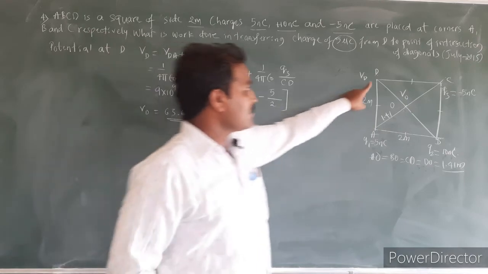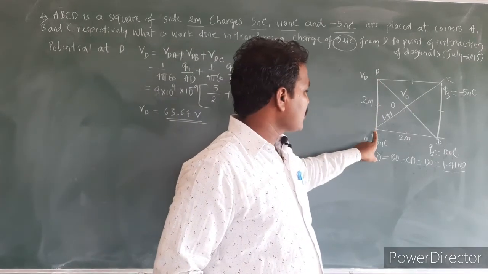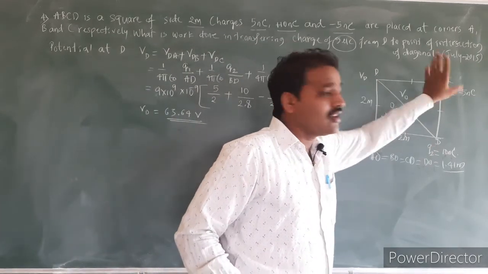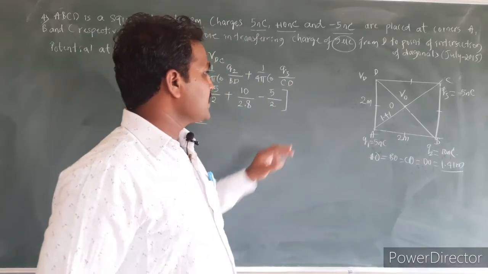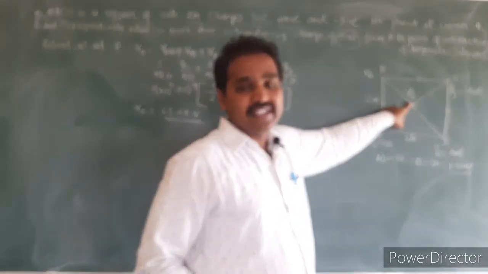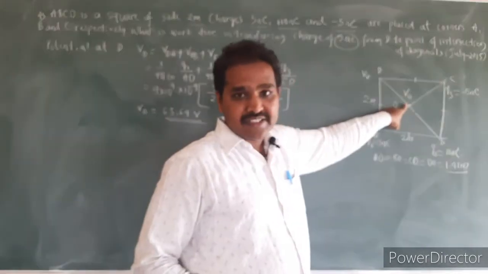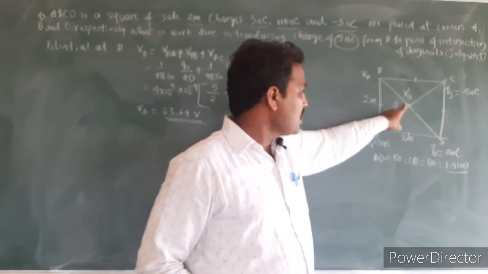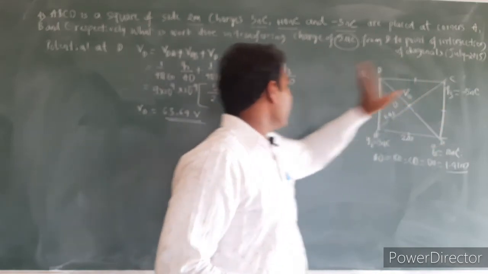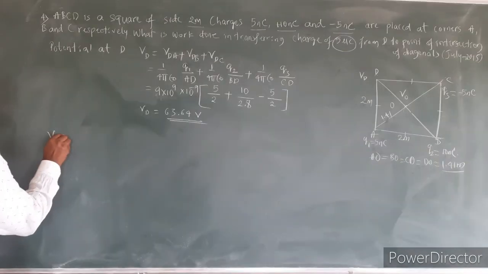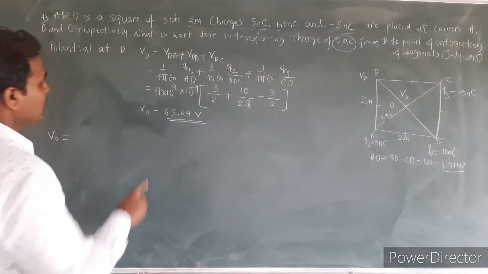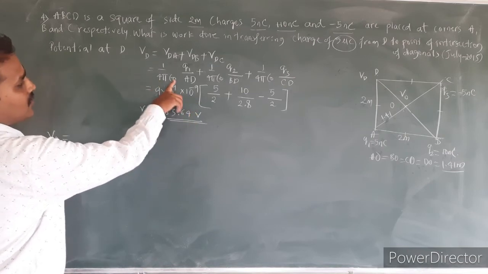It is the net potential at point D because of the source charges Q1, Q2 and Q3. Now similarly we shall find out the net electric potential at the intersection of the diagonals, that is point O, because of charges Q1, Q2 and Q3. So we write that as VO, the electric potential at O. Directly let me write the values here.